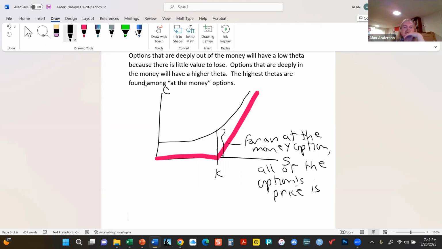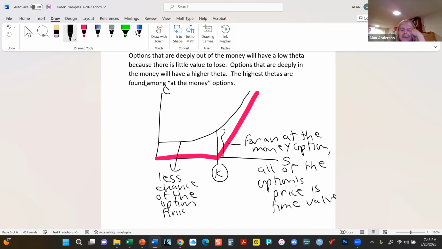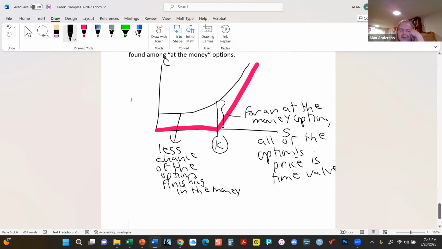Okay, now that's true here too, but there's less chance of the option finishing in the money. So that means that the time value is not as sensitive as it would be for the at the money, which is, think of it as sitting on the fence between finishing in and out of the money. So there's some time value there and it will decay, but not very rapidly. Because there's not very much chance that the option might actually finish in the money.